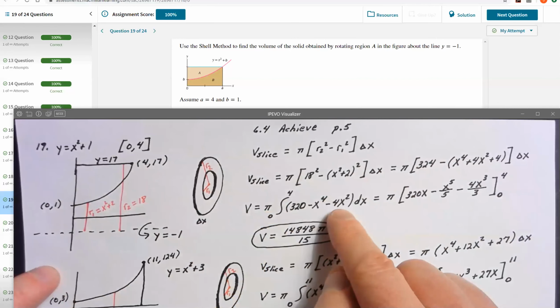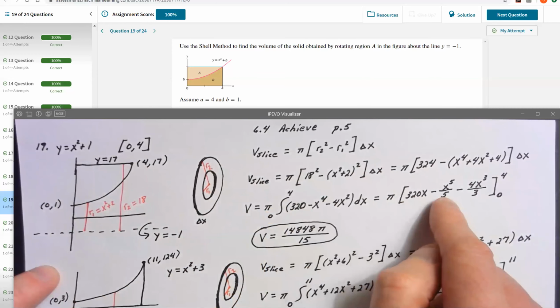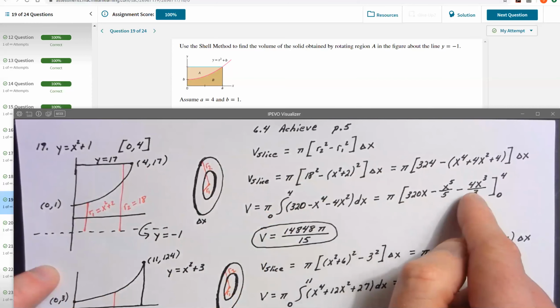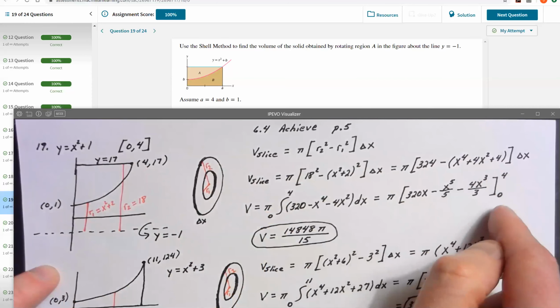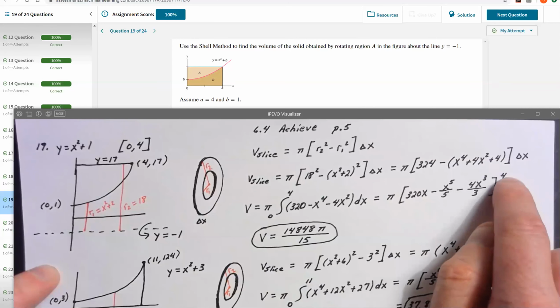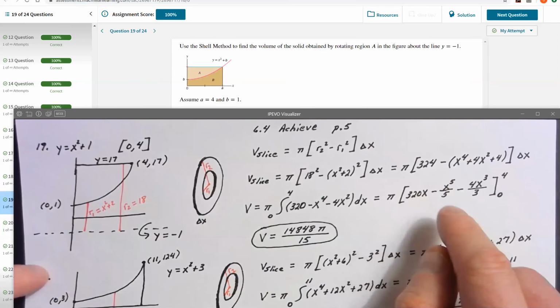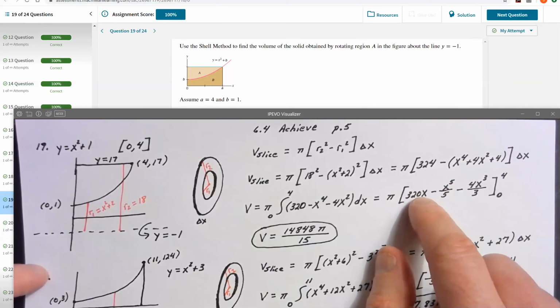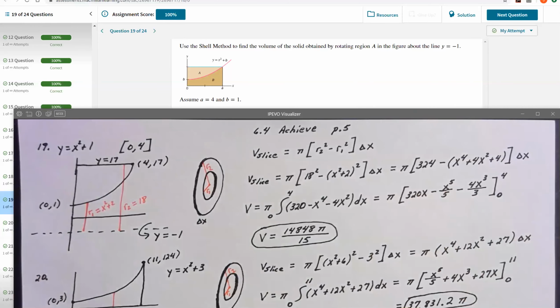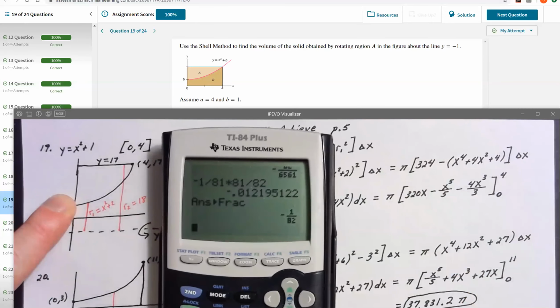We integrate that with respect to x to get 320x minus x to the fifth over 5 minus 4x cubed over 3. And then we're evaluating that expression from 0 to 4. The only answer you'll need to worry about is when you plug a 4 into that expression. When I did that, it's just 320 times 4 minus 4 to the fifth over 5 minus 4 times 4 cubed over 3. As I recall, I think when I did this, my calculator had a little trouble with the fraction. Here's how I avoided that.